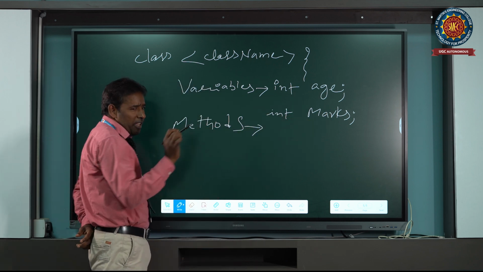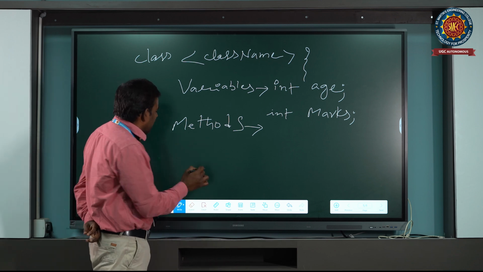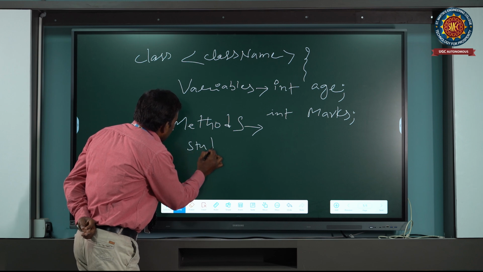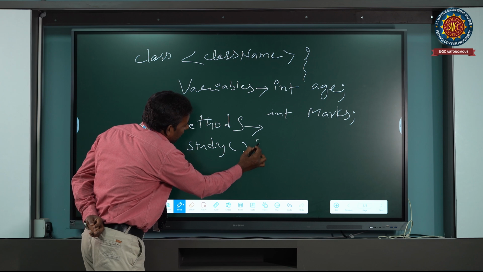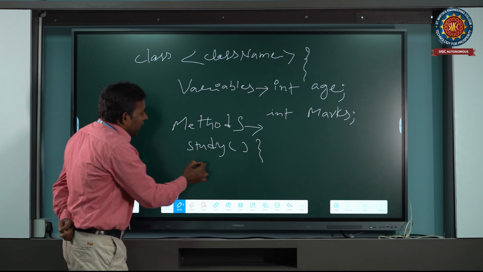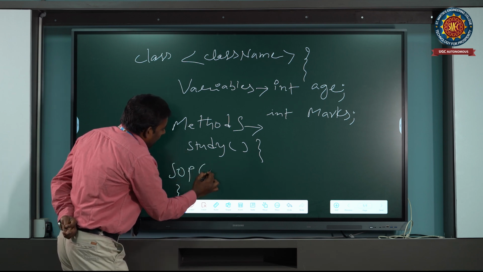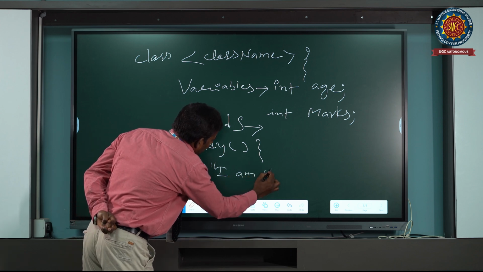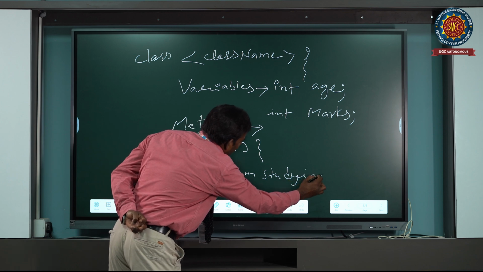How can we write the methods? How can we write the actions? Simple. I am studying, so you write study, then open and close parenthesis. Again open the curly bracket and close the curly bracket. In between the brackets I write the SOP statement: I am studying.